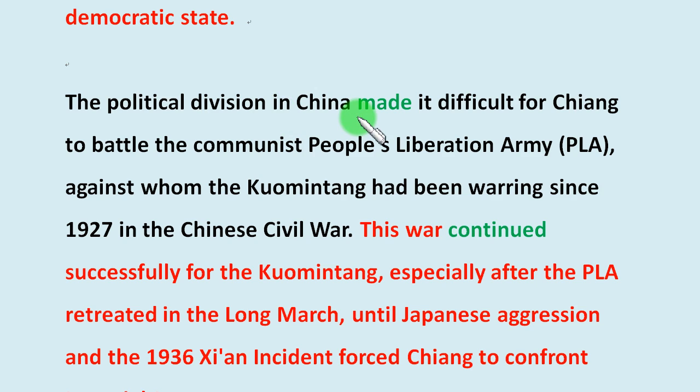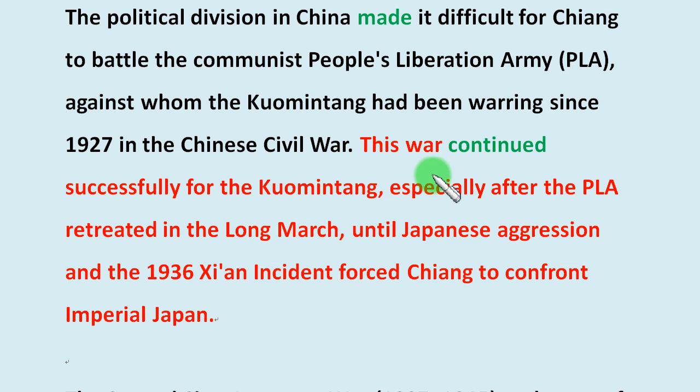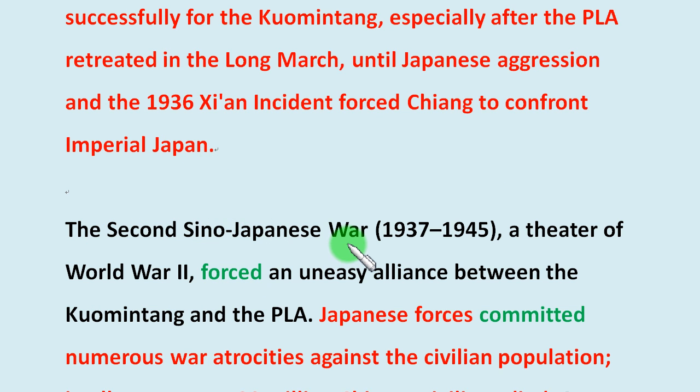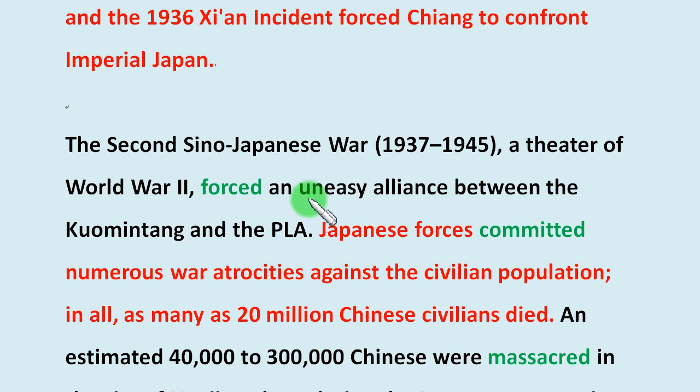The political division in China made it difficult for Chiang to battle the Communist People's Liberation Army, against whom the Kuomintang had been warring since 1927 in the Chinese Civil War. This war continued successfully for the Kuomintang, especially after the PLA retreated in the Long March, until Japanese aggression and the 1936 Xi'an Incident forced Chiang to confront Imperial Japan. The Second Sino-Japanese War, a theater of World War II, forced an uneasy alliance between the Kuomintang and the PLA.